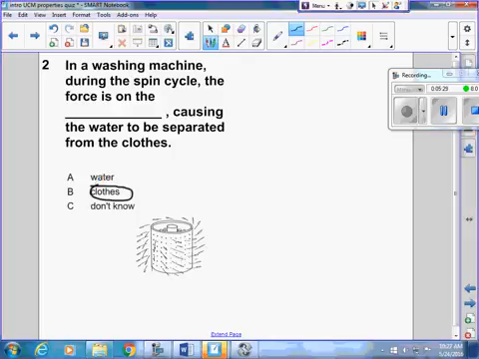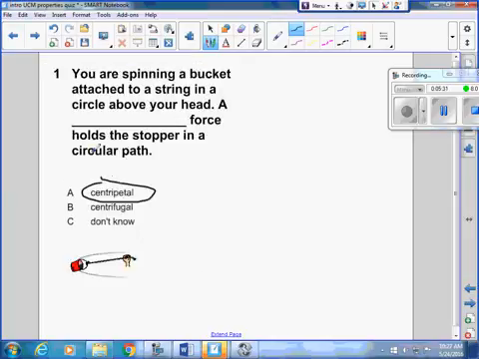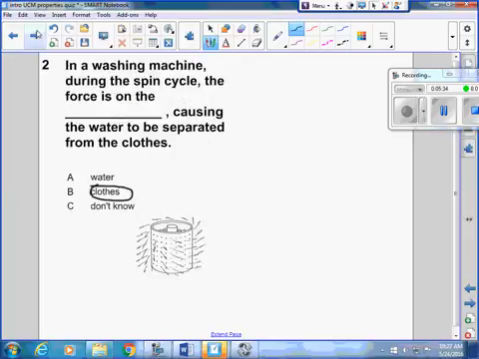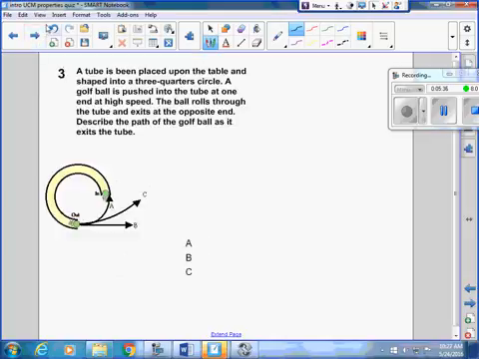But I thought that the force... Okay, yeah, no, I can't say that just yet. Okay, well, you're right. It's on the clothes.